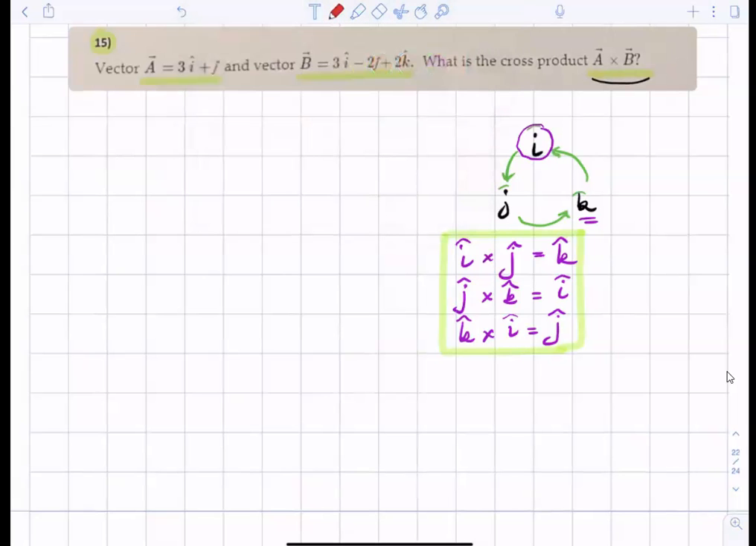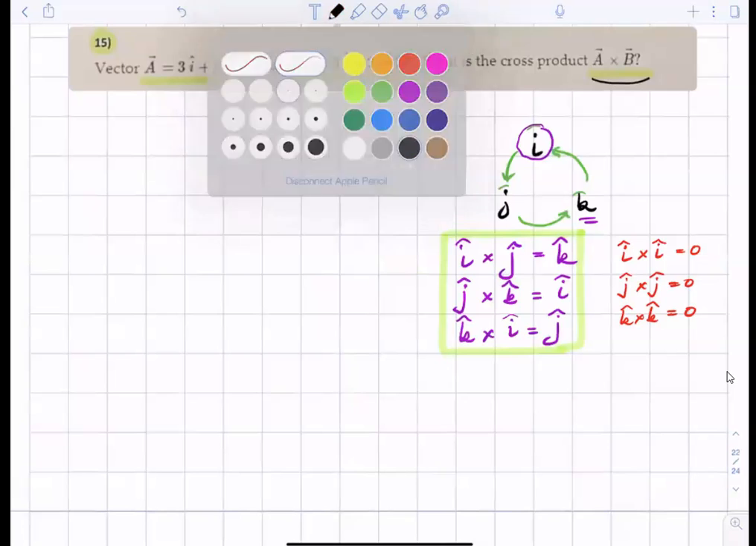Similarly, if you have a unit vector i hat multiplied with itself, or j hat multiplied with itself, cross multiply that is, and similarly for k, either one of those gives you 0, right? The angle between them is 0. So the sine of 0 is 0, so they cancel out. Okay, so let's move on to our vectors.